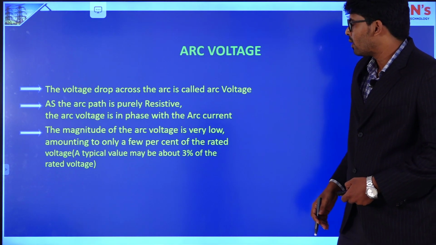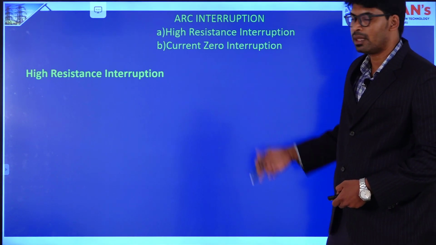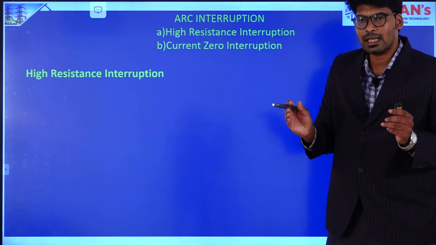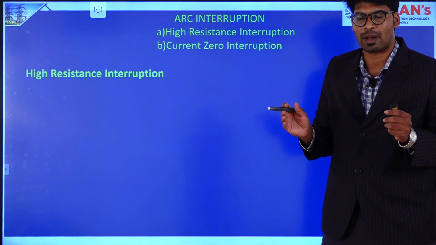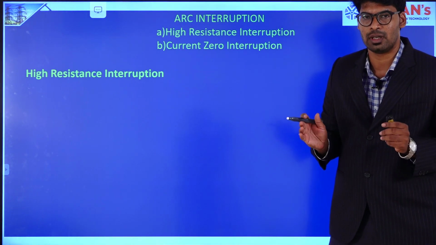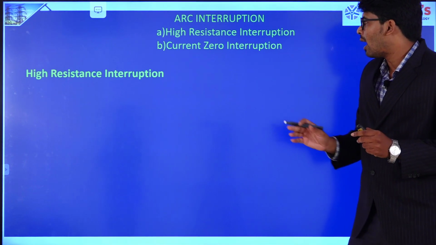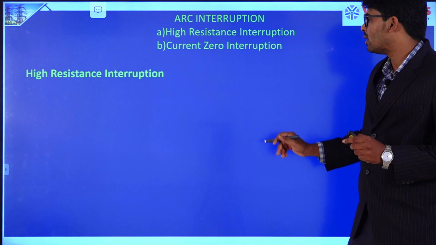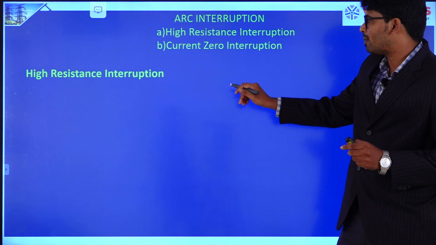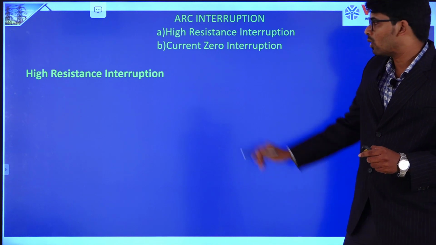Coming to the next topic, arc interruption. In circuit breakers, the same thing continues: you get the arc. Sustaining an arc is not feasible for our power systems, so we should always interrupt the arc as soon as possible. There are two methods for arc interruption: high resistance interruption and current zero interruption. Current zero interruption is also called low voltage, low resistance interruption. In spite of the name low resistance, it is called current zero interruption. We will go into detail on that.